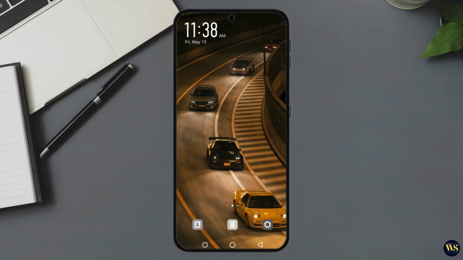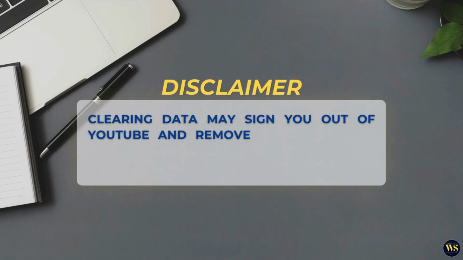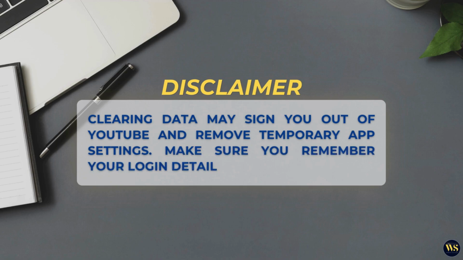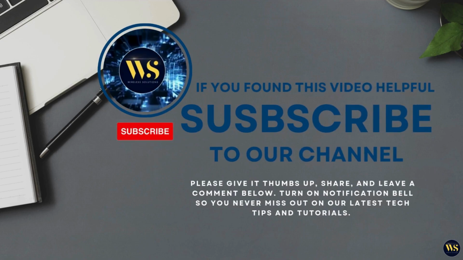And that's it. And hey, for disclaimer purposes only, clearing data may sign you out of YouTube and remove temporary app settings. Make sure you remember your login details before proceeding. And that's it. You have successfully fixed YouTube error 400 on your device.